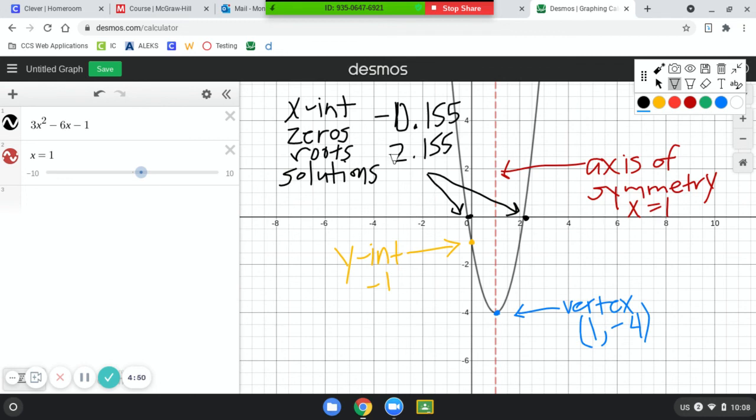So again, these are the 4 features that you want to be able to identify, label, and also find the value numerically off of a graph.